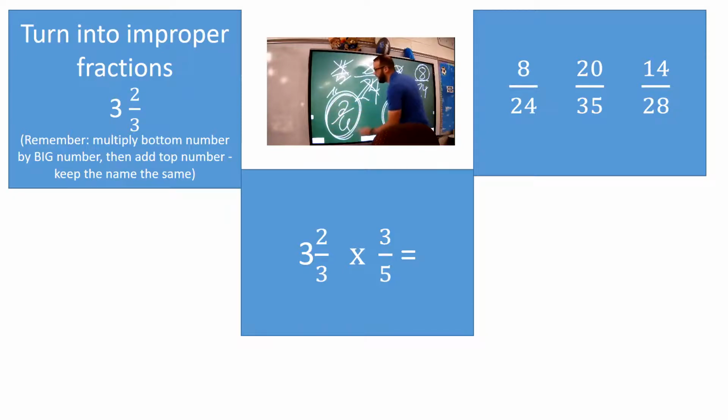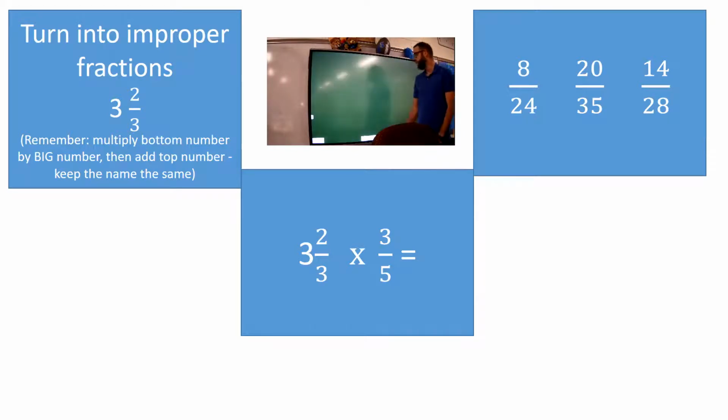Oh, it's not completely simplified yet. You can take 2s out. How many 2s are in 2? 1. How many 2s are in 6? 3. Hold on. It's another way to get 1/3? Yeah, it doesn't matter which way you go. That is simplified to 1/3.